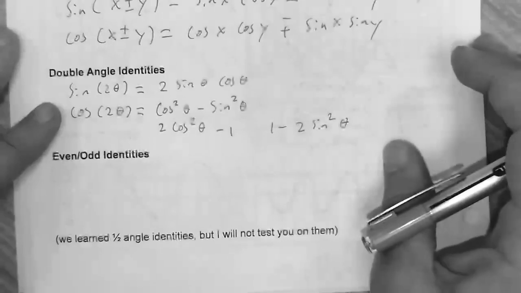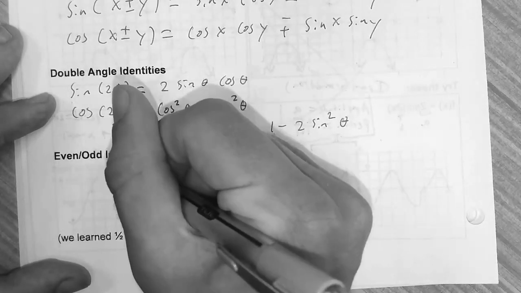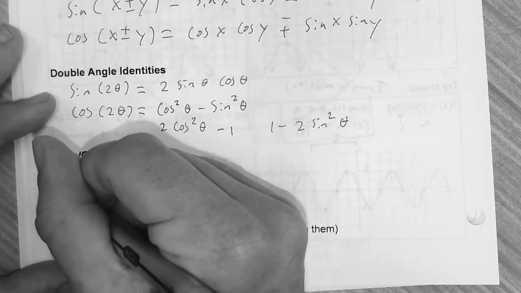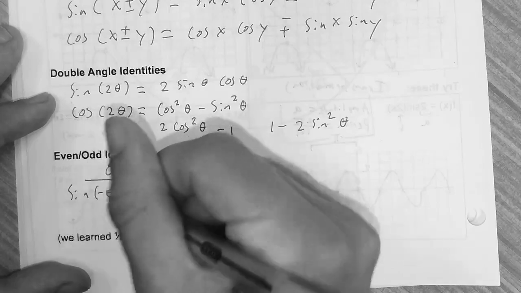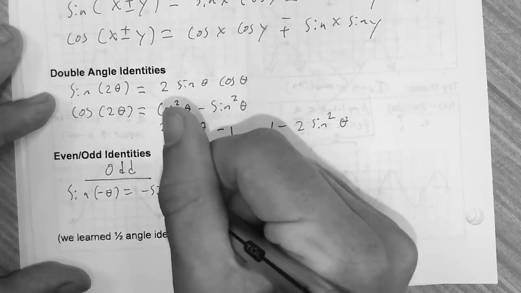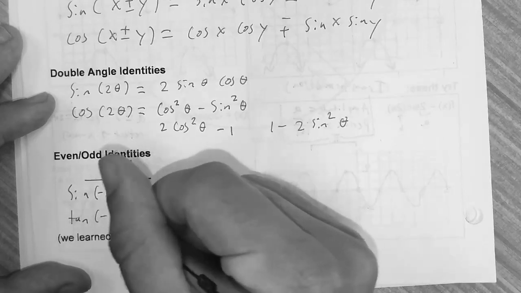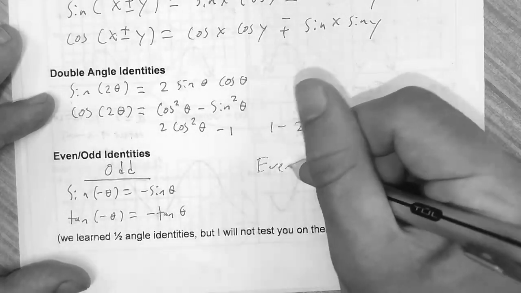So when we do our even and odd identities, let's separate them out. The odd ones would be sine and the rest, and there's only one even one, which is cosine.